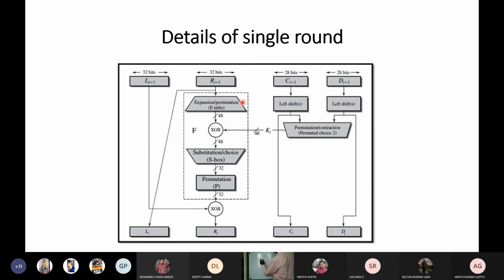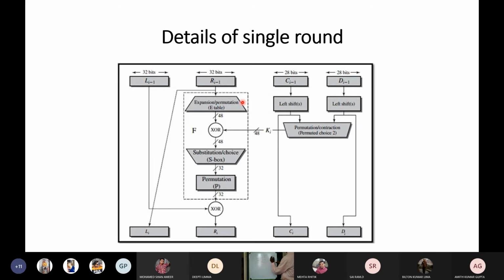This is going to be 32 bits as well. Okay, 32 bits as well. The same thing is going to happen also to the key. What was the size of the key? The key size was a 56-bit key. Okay, this was the key.